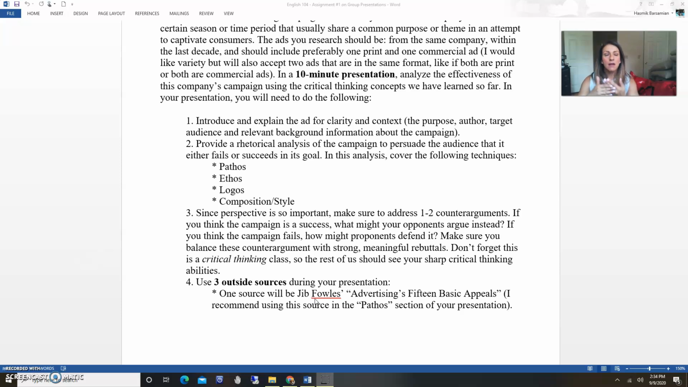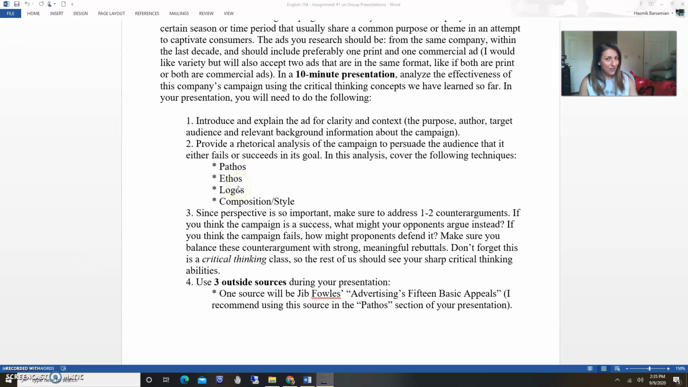You shouldn't create a list of appeals. There really should not be more than 3 that you're discussing, because ultimately the goal is to show the way that you are connecting Jib Fowles's article to your own advertising campaign, your chosen advertising campaign. So the pathos portion is really like a breakdown of the way the advertisements use pathos. Maybe your argument is going to be on the successful way, or your argument is going to be on the weak way that it uses pathos.